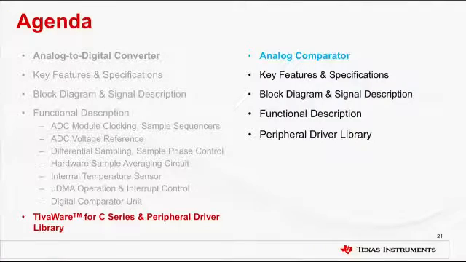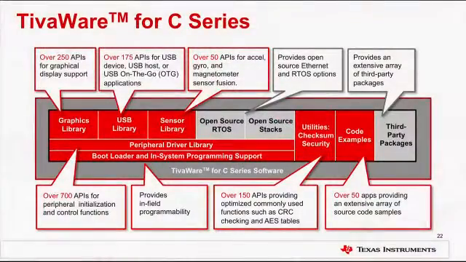Okay, so that was all you wanted to know about the ADC module. Let us spend a minute and talk about the TivaWare for C series. TivaWare for C series is an extensive suite of software designed to simplify and speed up embedded application development using Tiva C series microcontrollers. TivaWare for C series includes peripheral driver library, graphics library, USB library and sensor library, which include several APIs to configure and initialize different peripherals on the Tiva C series microcontrollers.